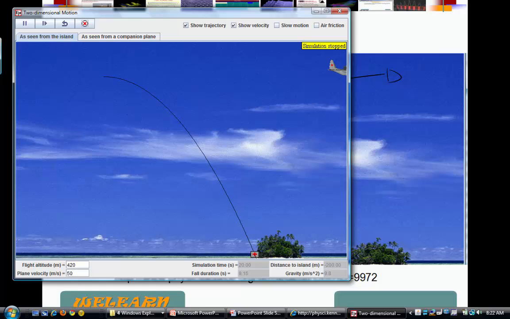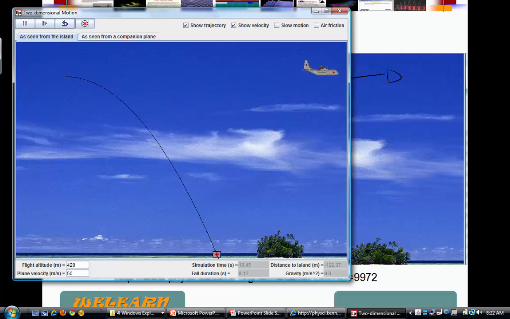Okay, let's repeat this. Okay, show the velocity again. Horizontal velocity of the package is the same as that of the airplane. Vertical motion is free fall for the package.